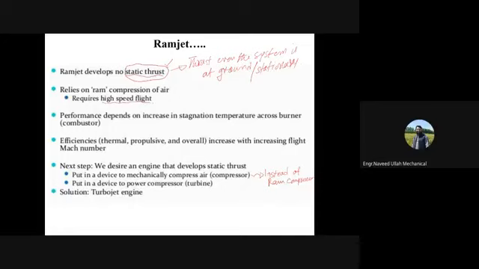And it relies on ram compression. Why? Because it requires high speed in order to accelerate, it needs speed. The speed with which this ramjet is moving, with the same speed the air will enter the ramjet and compression will take place. Okay, so this is a limitation.